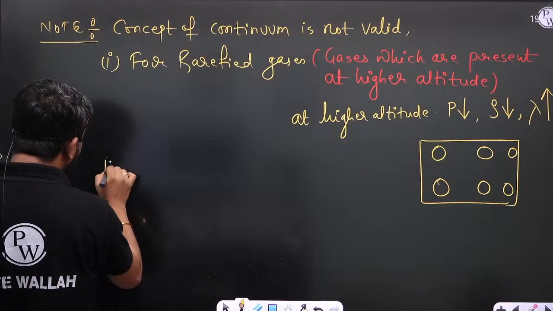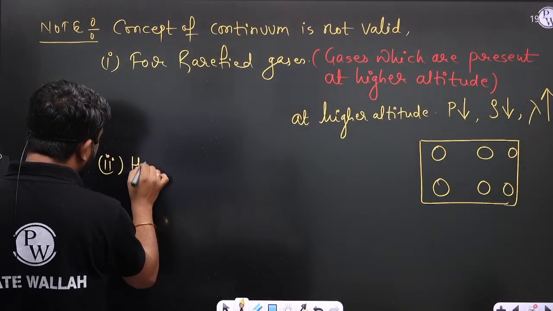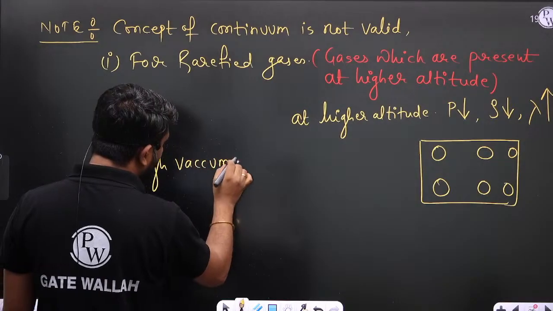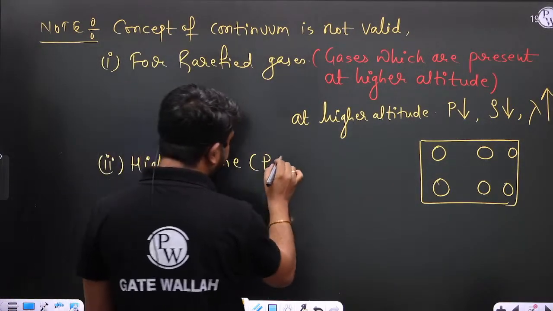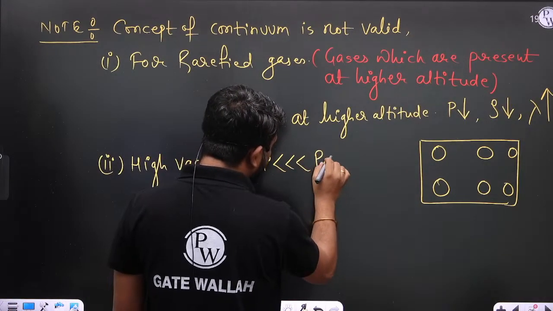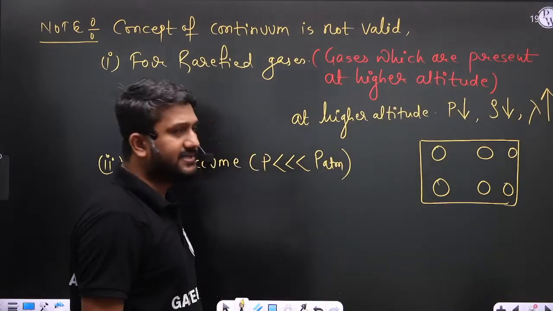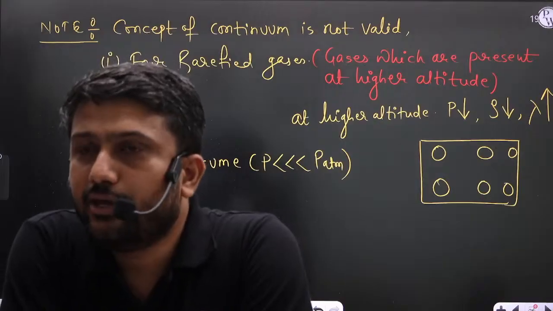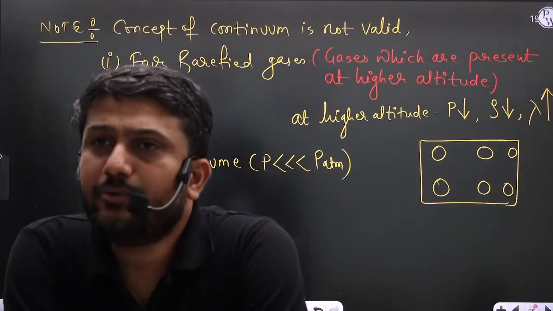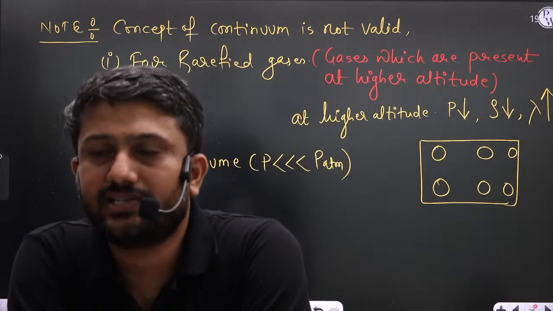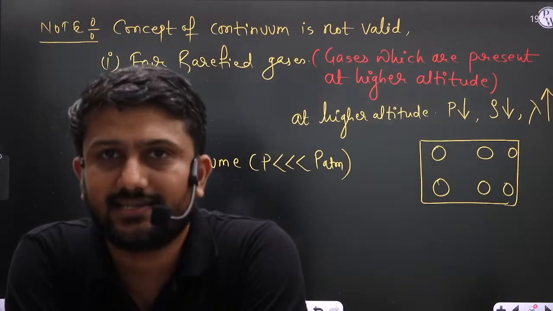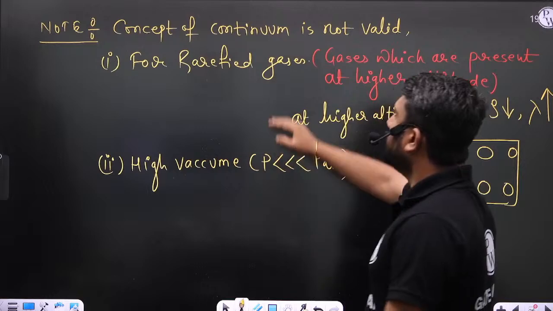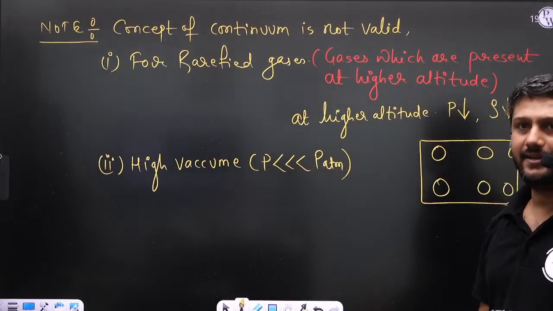Now the second case, in the case of high vacuum. Vacuum means pressure is less than the atmospheric pressure, and if I say high vacuum, the pressure at a particular point is very much lesser than the atmospheric pressure, right? So in this case also the concept of continuum is not valid.